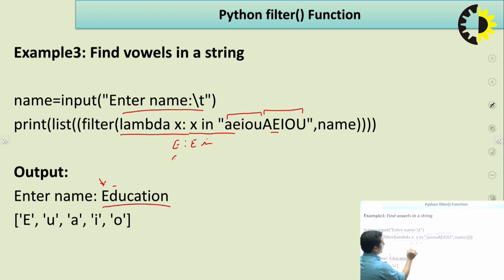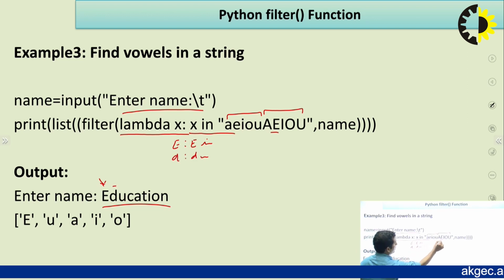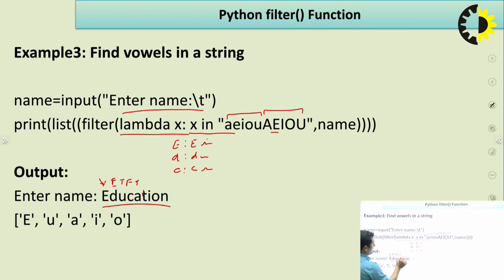D in this particular list of vowels? No, so this is false. Now U in the particular list? Yes, true. C in the list? There is no C, so this is false. Now A, yes, this is in the list, and T, no, false. So we will get E, U, A, I and O.